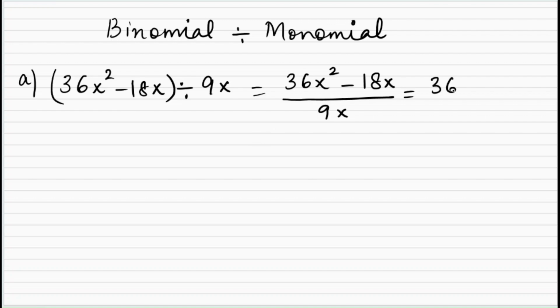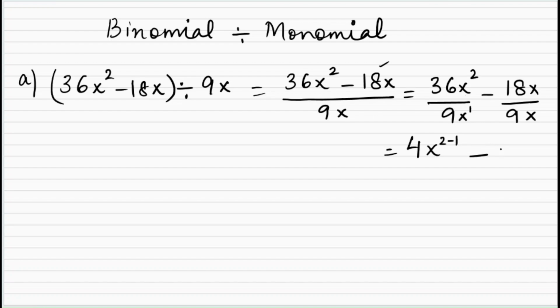So it will give me 36x square divided by 9x, minus 18x divided by 9x. Let's solve the first part first. What is 36 divided by 9? 4. x square, and what is the exponent here? 1. So it will be 2 minus 1. The bases are the same, they are being divided, so the exponents will get subtracted. Minus 18 divided by 9 is 2, x to the 1 minus 1. It will give me 4x to the 2 minus 1, which is 1. You write 1 or you do not write 1, it's the same thing. Minus 2x. What is 1 minus 1? 0.